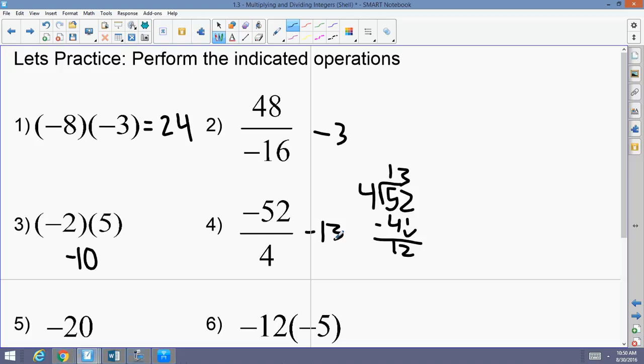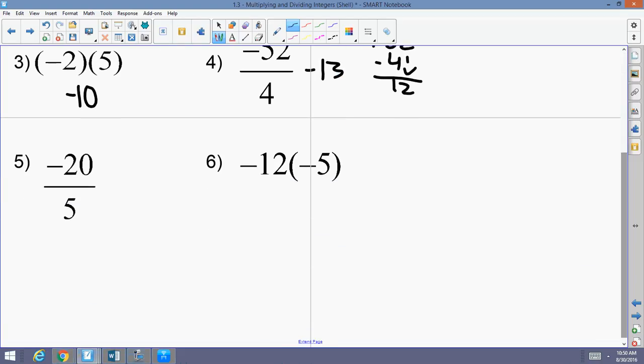Excellent. Let's just scroll down here for you a little bit, my man. There you go. Negative 20 divided by 5 is negative 4. Fantastic. Positive divided by a negative is a negative. Good. And last but not least, negative 12 times a negative 5 is a positive 60. Negative times a negative is a positive. Excellent. Does that make sense, my brothers?